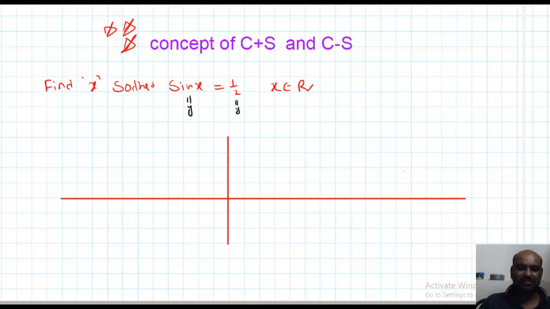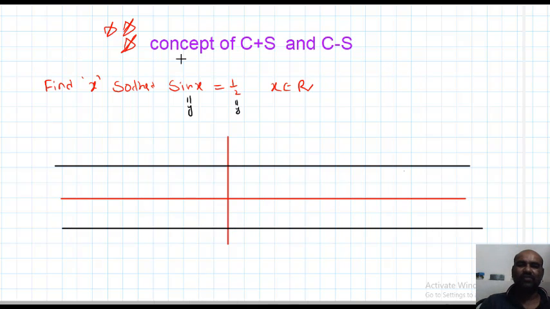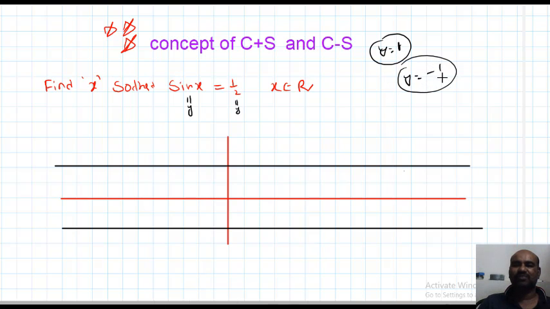Say this is the line y equal to 1, and this is the line y equal to minus 1. So y equal to 1 means what? A line parallel to the x-axis, 1 unit from the x-axis, above the x-axis. Y equal to minus 1 means a line parallel to the x-axis, 1 unit from the x-axis, below the x-axis. That's why this line is y equal to 1, and this is y equal to minus 1.